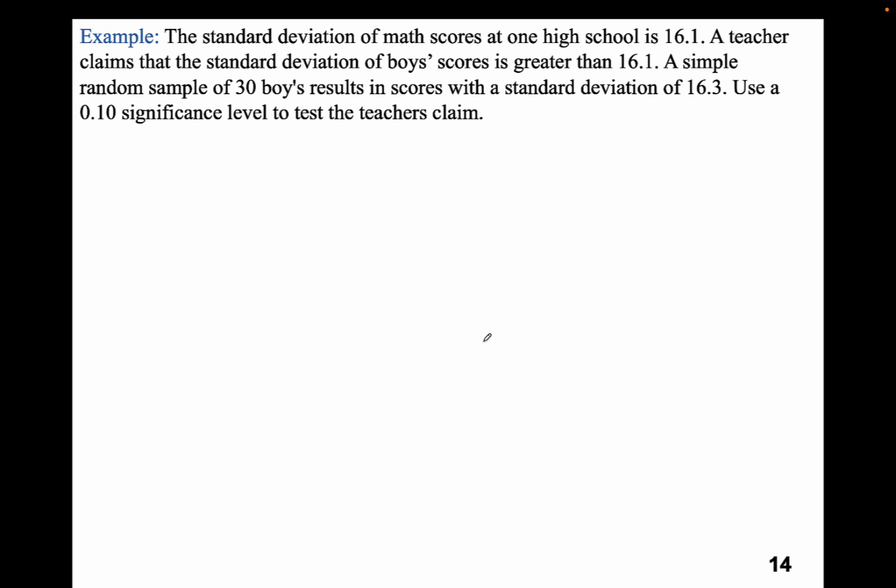All right, setting up our null and alternative hypothesis. We have sigma is equal to 16.1. This wasn't about heights. This one was about points. Yeah, math score, 16.1 points. And the teacher claims that for the population of boy students, the standard deviation is greater than the 16.1 points.